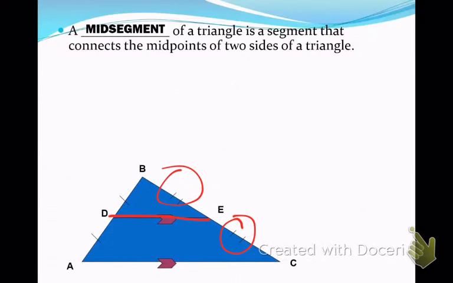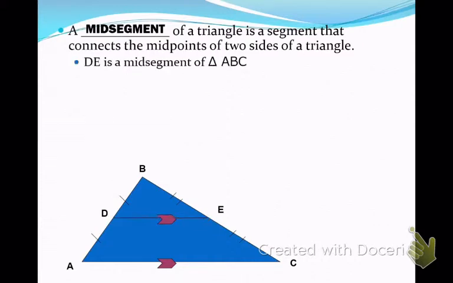So point E would be the midpoint of BC, and we know it's a midpoint because it's breaking BC up into two congruent segments, BE and EC. And we'll know that this segment hits at D, and D is a midpoint for AB because we'll have these tick marks to show us that AD and DB are congruent. Okay? And so that's what a mid-segment is.